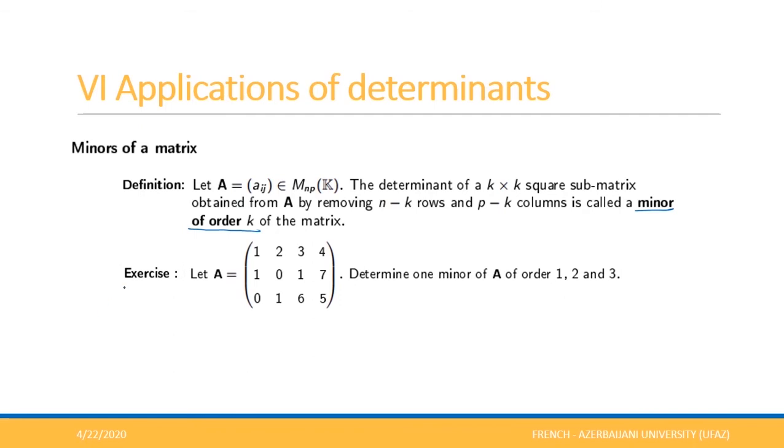Let's look at this exercise. Suppose we have the matrix A. Determine one minor of A of order 1, 2, and 3. From the definition, you know that in order to obtain one of the minors of order 1, we take a 1 by 1 size matrix. For example, you can take this 3.